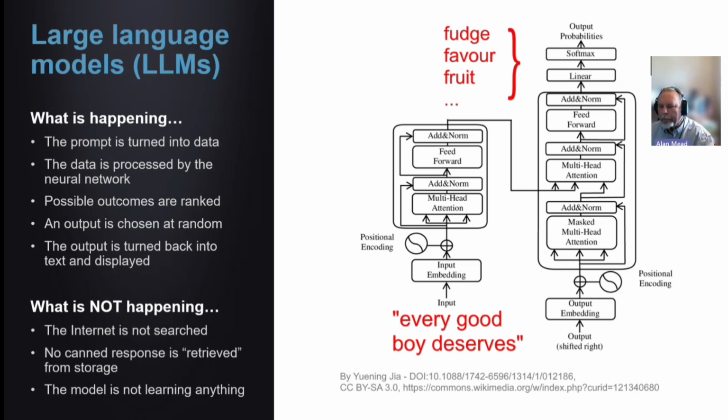What's actually happening in the background is a little bit complex. You type in "every good boy deserves," there's some processing that occurs, and it produces a distribution of possible outcomes, and it picks one. We'll talk about that in just a second. What's most important about this slide is what's not happening, because people have misconceptions about how these models work. The internet is not being searched. No canned response is being found on the hard drive and retrieved and displayed. The model is not learning anything. You could think of this model as a really complex regression model. The input is "every good boy deserves," and the output is some probability distribution that it picks from. In the example I just showed you, it was fudge.